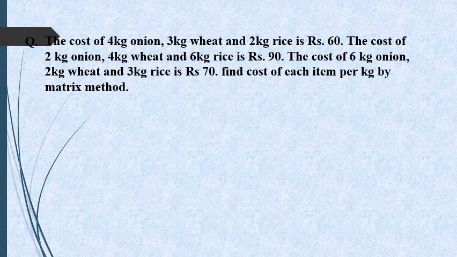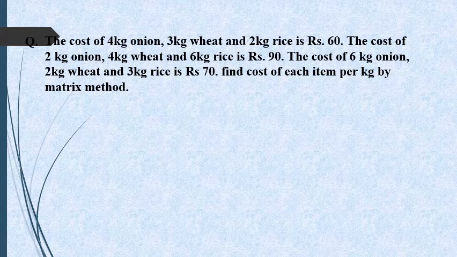Next, the cost of 4 kg onion, 3 kg wheat and 2 kg rice is rupees 60. The cost of 2 kg onion, 4 kg wheat and 6 kg rice is rupees 90. The cost of 6 kg onion, 2 kg wheat and 3 kg rice is rupees 70. Find the cost of each item per kg by matrix method.